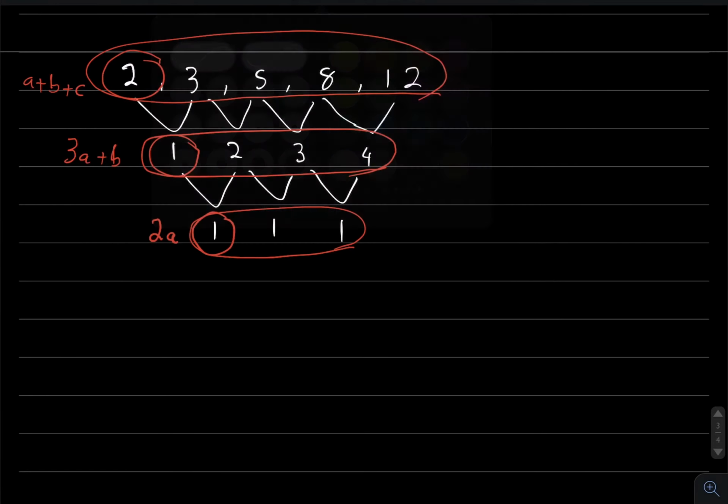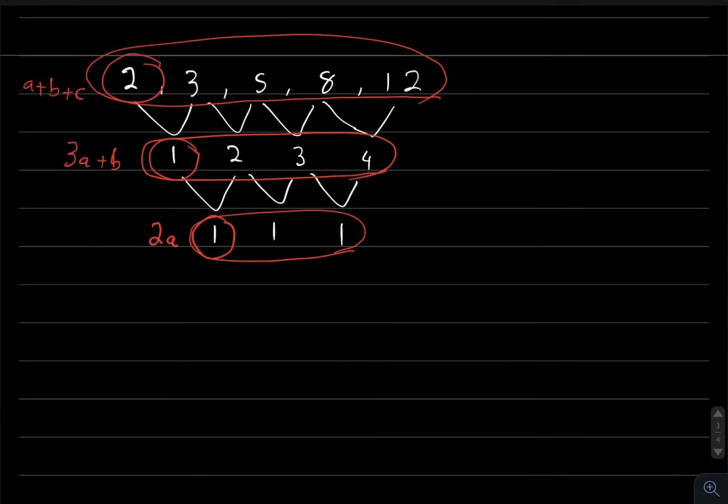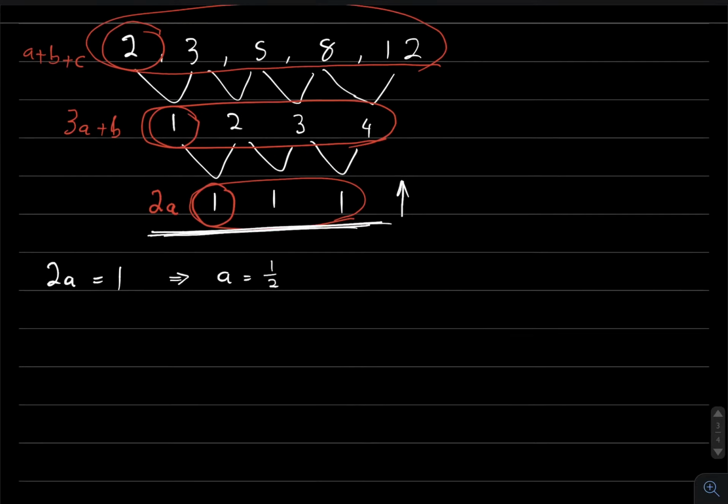So we can go and write this down properly. Starting from the bottom, because this is the easiest one to solve. Then we can move up. So we have 2a equals 1. This is easy to solve. We get a equals 1 over 2.